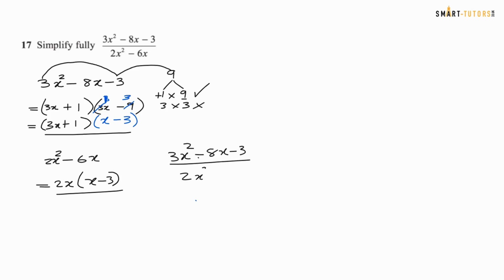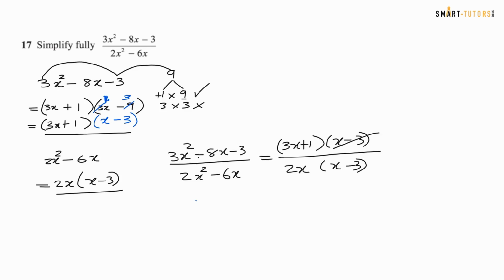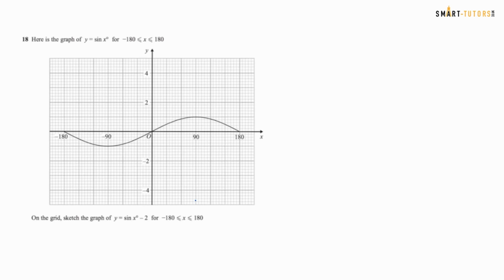So we are going to come back to the question. 3x squared minus 8x minus 3 divided by 2x squared minus 6x. We can write the numerator as 3x plus 1, x minus 3, and the denominator as 2x, x minus 3. The x minus 3 cancels. So the answer is 3x plus 1 over 2x. That is our final answer.